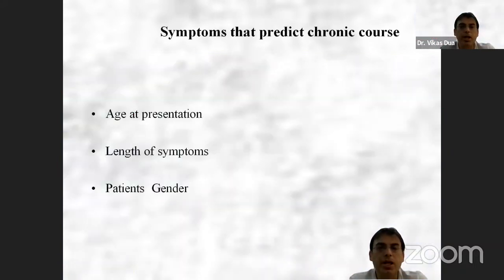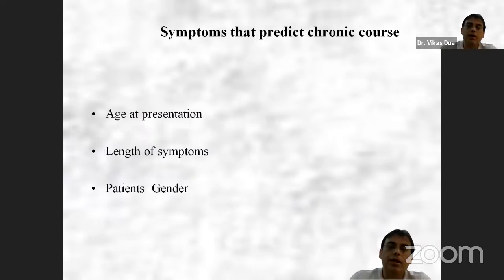Let's look at a few slides on chronic ITP. What are the factors that predict a chronic course? Age of presentation. Let's say somebody has presented to you at a very early age or in an adolescent age, then there are more chances of them going into a chronic course. If the symptoms have been persistent for a longer time, there are more chances that these patients will have a chronic course. And studies have shown that females have more chances of having chronic ITP as compared to males.